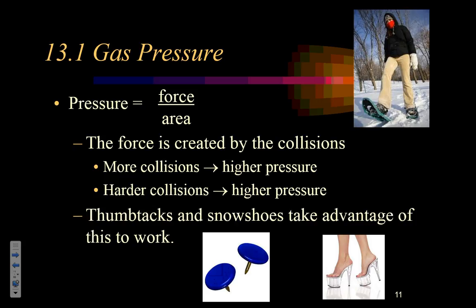But on the flip side, if we play with area, we can also change pressure, but in a very different way. Thumbtacks and snowshoes take advantage of this. So in the case of a snowshoe, you're walking on the top surface of snow. It doesn't take a very high pressure to break through and fall down into the snow, and then it's very hard to walk across it.